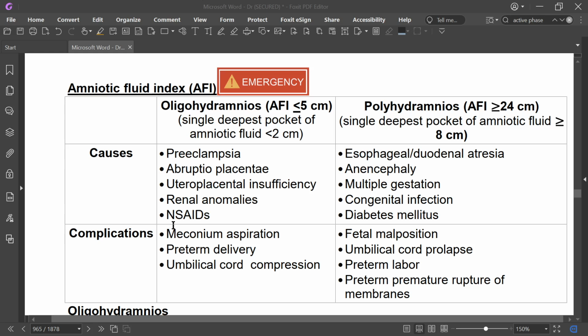Oligohydramnios causes are renal disease, uteroplacental insufficiency, preeclampsia, abruptio placentae, and NSAIDs. This is oligohydramnios.